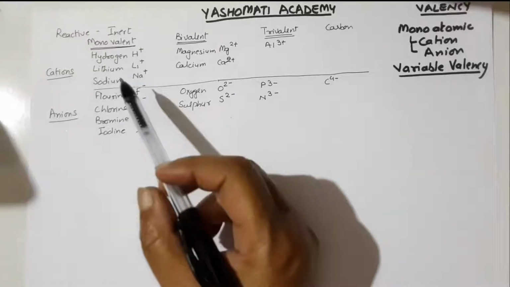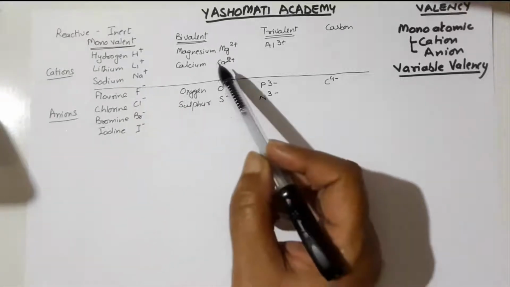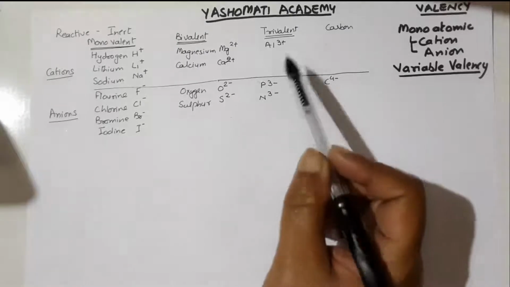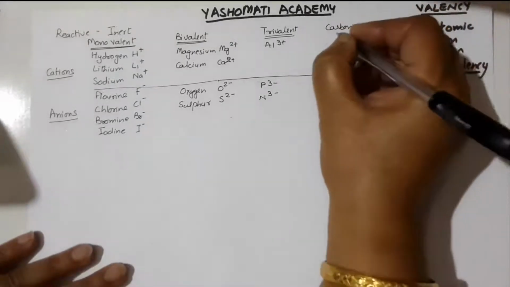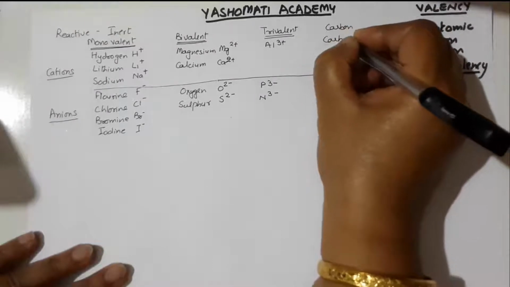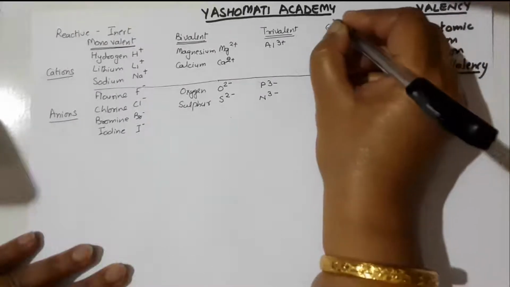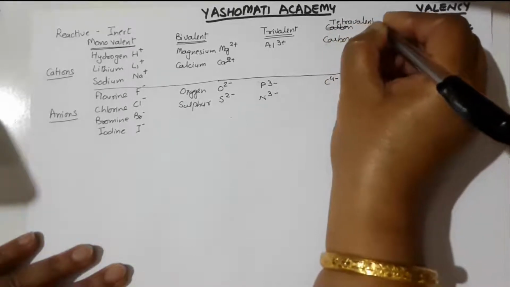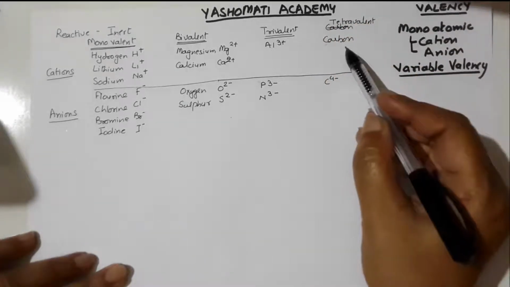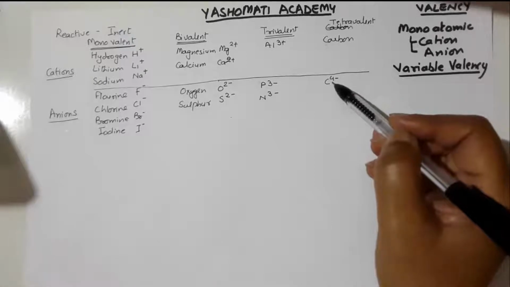Capacity 1, they are called monovalent. If they are having combining capacity 2, bivalent, trivalent and tetravalent, which is having an example of carbon.